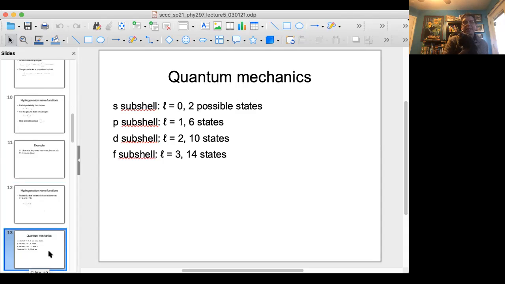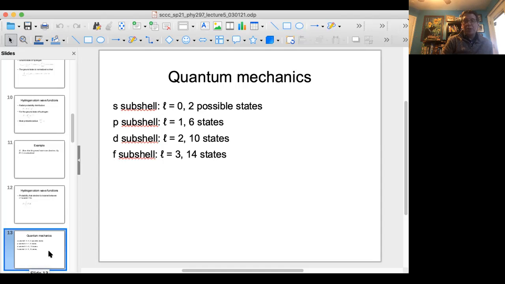Now with quantum mechanics, you have 4 subshells, the s, p, d, and f subshell. Those are the 4 lowest subshells, and those take up the ground state of nearly all the atoms in the periodic table. So if you're only looking at the ground state, you don't have to go beyond the f subshell. The s subshell corresponds to l equals 0, and so there are 2 possible states in any s subshell. So it could be 1s, 2s, 3s, and so on.